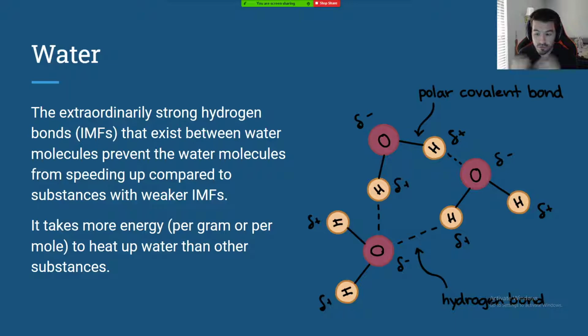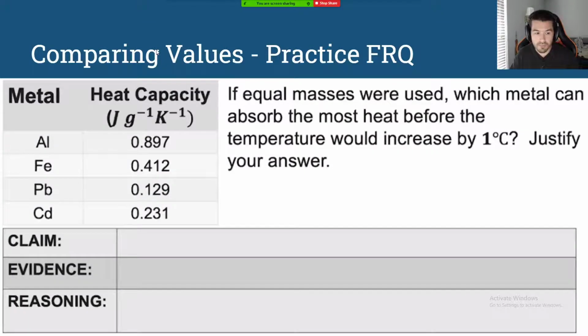It's really due to the extraordinarily strong intermolecular force that water has compared to others. Here's another problem that has some other heat capacities. Metals have really low heat capacities when compared with water. Water's heat capacity is like 4.18, so it takes 4.18 joules per gram degree Kelvin or degree Celsius to heat up water compared to these metals. Metals, it's a lot less. So this question here is going to help us understand how we can think about these values.